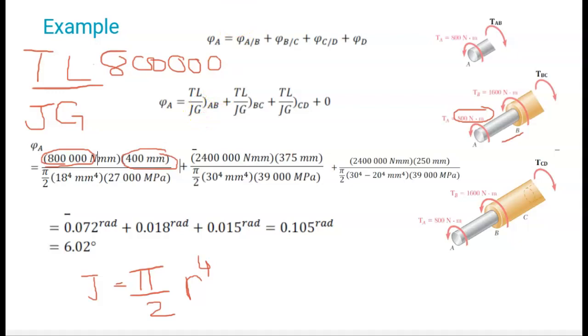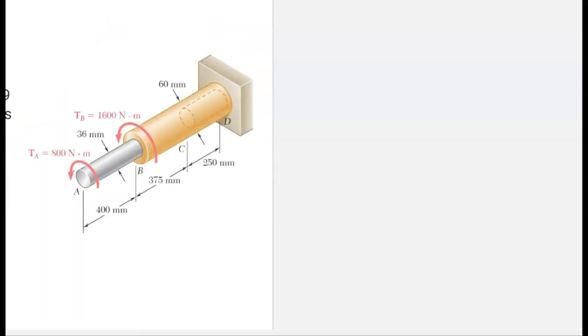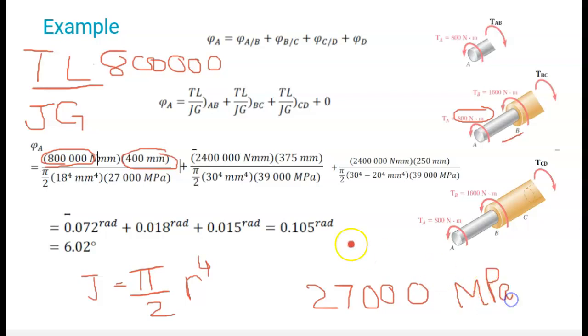The G value, if we go back in the question, is 27 gigapascal. So we convert 27 gigapascal into 27 with 3 more zeros and make it megapascals. The reason we did that in megapascal is because later on the Newton over millimeter square is going to be another megapascal on the top. So they will cancel out. Hence we want it in megapascal. We did the same for the second part.